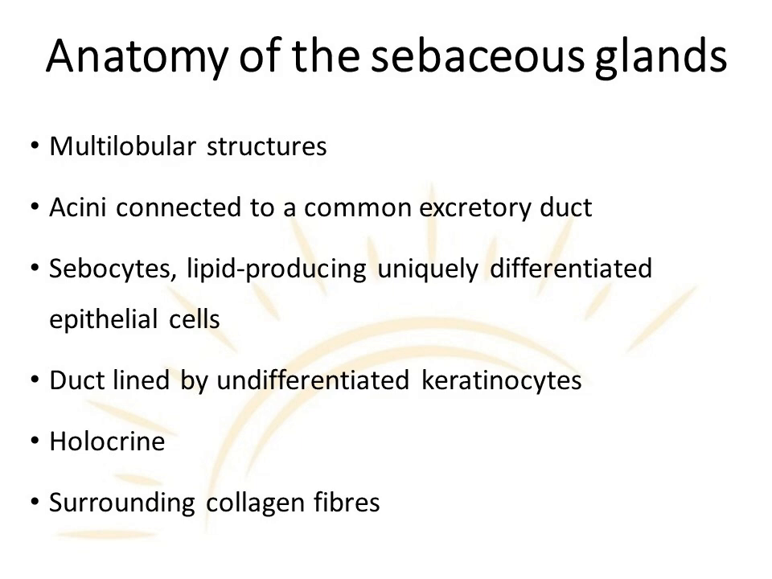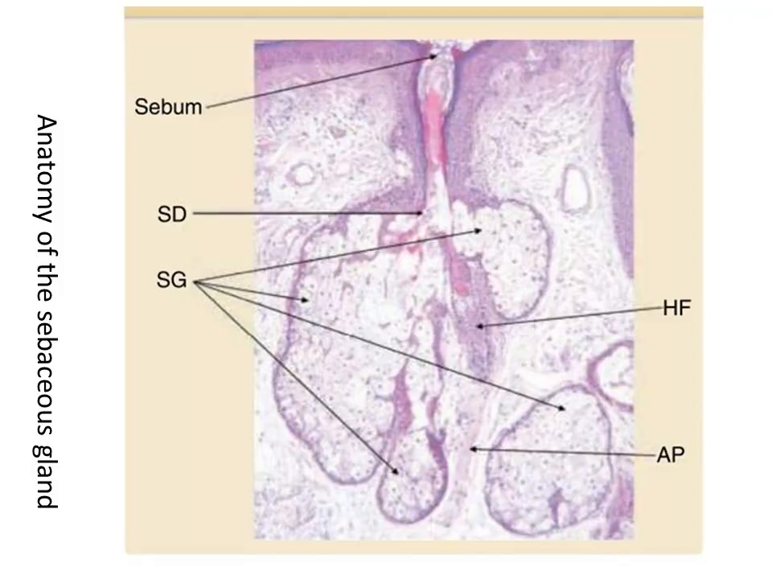The gland secretes in a holocrine manner. Surrounding the glands are connective tissue capsules of collagen fibers for physical support. This is the anatomy of the sebaceous gland.